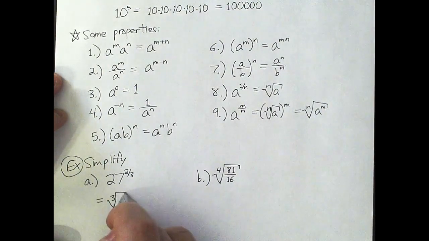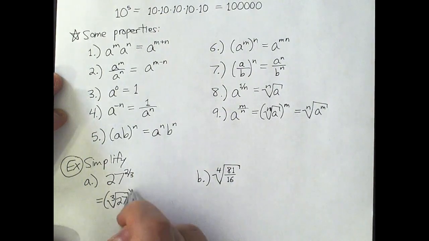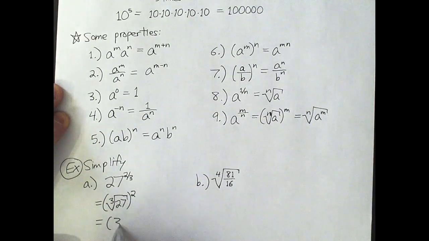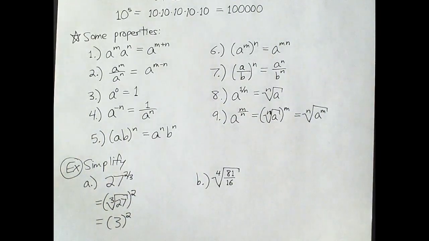The 3rd root of 27, in parentheses, raising it to the 2. The reason why I said that looks good is because we can do the cube root of 27 by hand. Remember, the cube root of something means what number would you have to multiply by itself 3 times to get 27? All right, so I want something times itself 3 times equals 27. It's going to be 3, because 3 cubed is 27. 3 times 3 times 3 is 27.